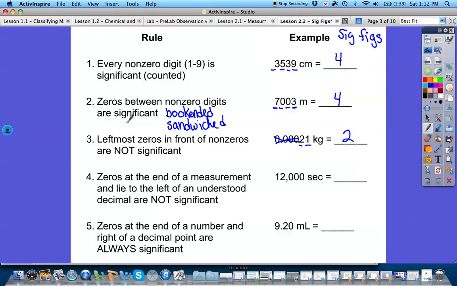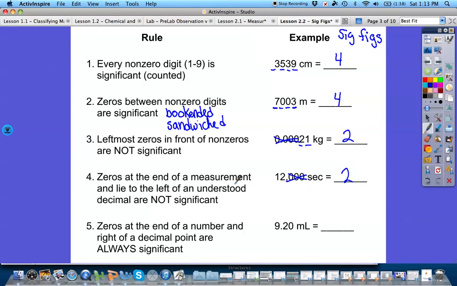The fourth rule states that zeros at the end of a measurement and lie to the left of an understood decimal are not significant. So what we mean by an understood decimal is 12,000 is a whole number, but there is no decimal given to us. We understand or assume that the decimal is at the end of the number, but since it is not given to us, these zeros are not significant. So we have 2 sig figs in that number as well.